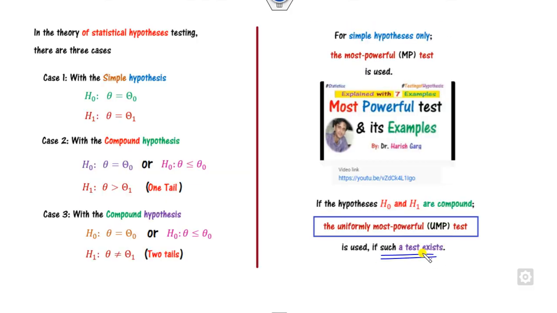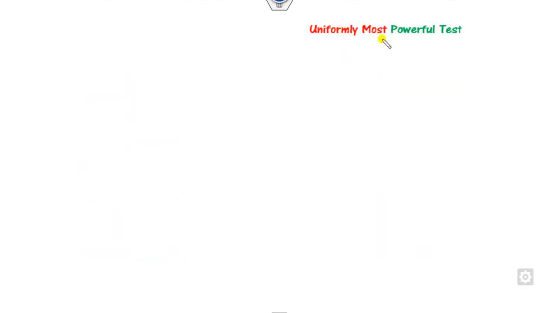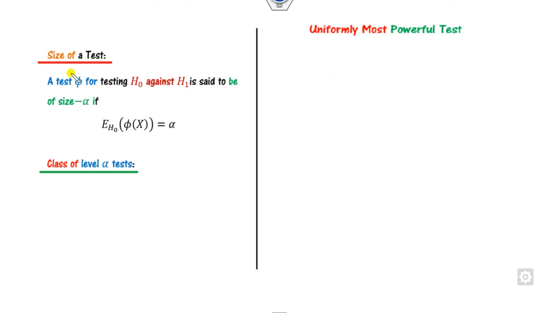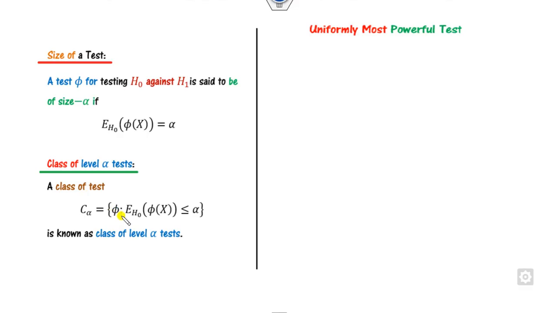What is the meaning of this uniformly most powerful test? Before defining this UMP, we will define two definitions called the size of the test and the class of level alpha. What is the size of the test? Any test phi of testing the H0 versus H1 is said to be of size alpha if the expected value of this function under the H0 is alpha. And what is the class of alpha? It is the collection of all those phi's whose expected value under the H0 is less than or equal to alpha, then it's called the class of alpha tests.